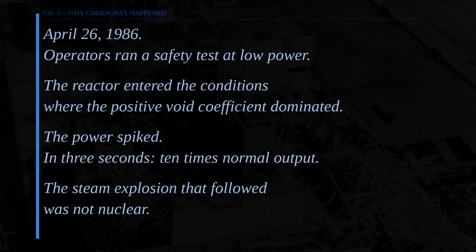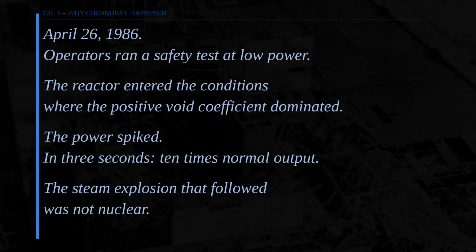The operators recognized the problem and initiated a scram, inserting all control rods, but the RBMK control rods had a design flaw. As they were inserted, the graphite tips at the bottom of the rods, which enhanced the reaction rather than absorbing neutrons, briefly increased the reactivity before the neutron-absorbing portions took effect. At the power levels now present in the reactor, this brief increase was enough. The power spiked to approximately 10 times normal operating output in about 3 seconds.